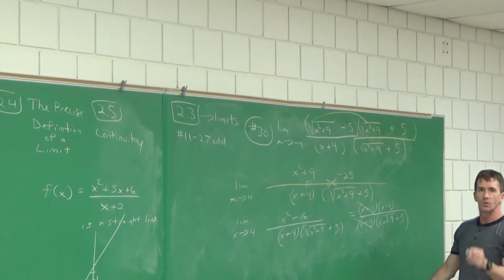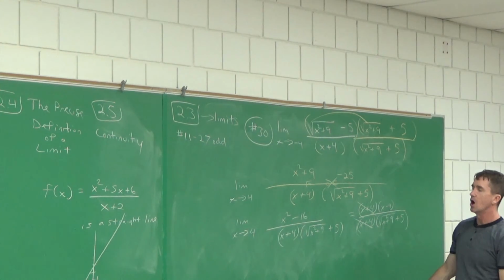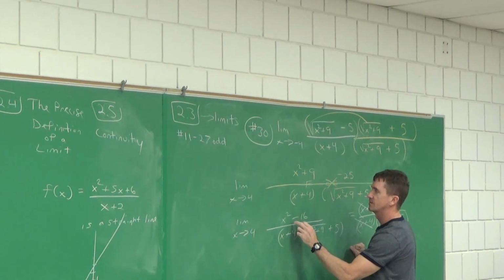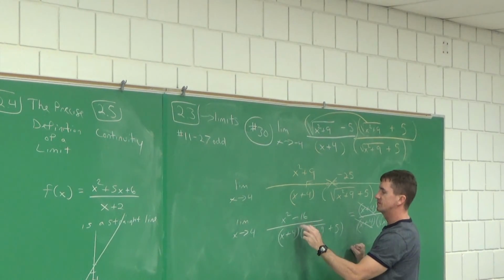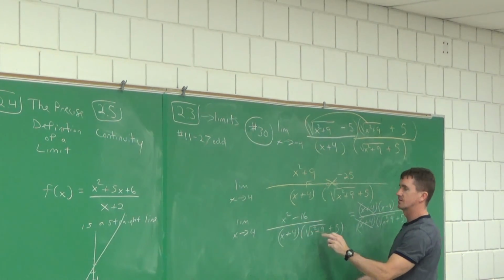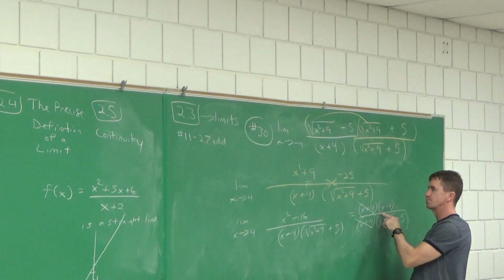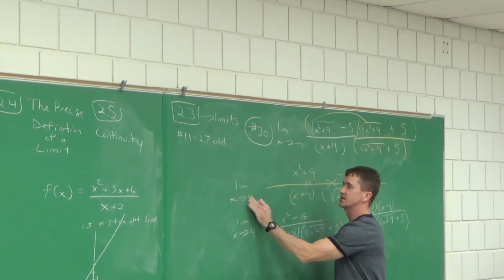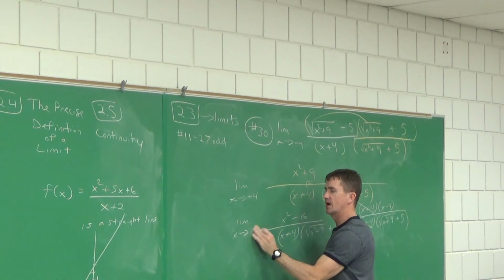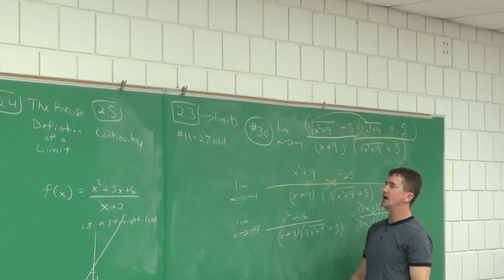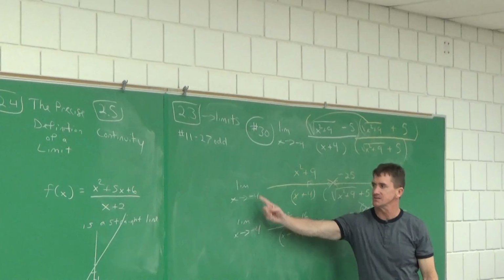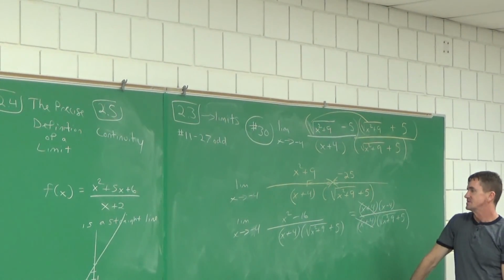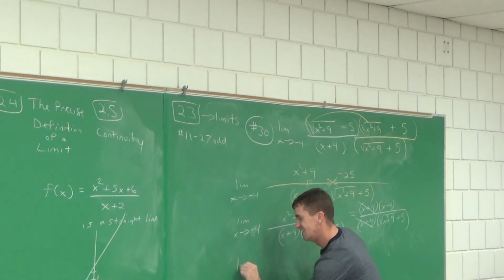Professor, that should be minus 4 for the limit of x. Right there? No, limit as x approaches negative 4, it should be negative 4. Oh, thank you. You guys are the best. That wasn't a 4, that's a negative 4. Hey, thanks.